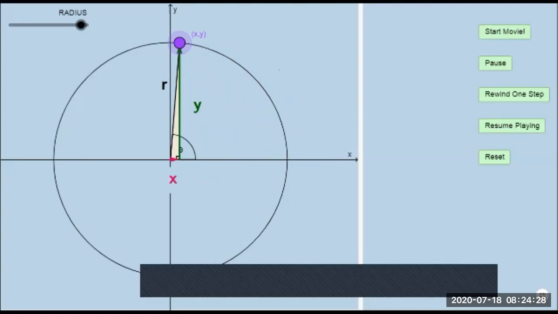Theta is close to 90. You can see the arrow is very small, red arrow. When theta is still very close to 90, red arrow is very small. When theta is 90 degree, the red arrow vanishes. That means adjacent side vanishes when theta is 90 degree.